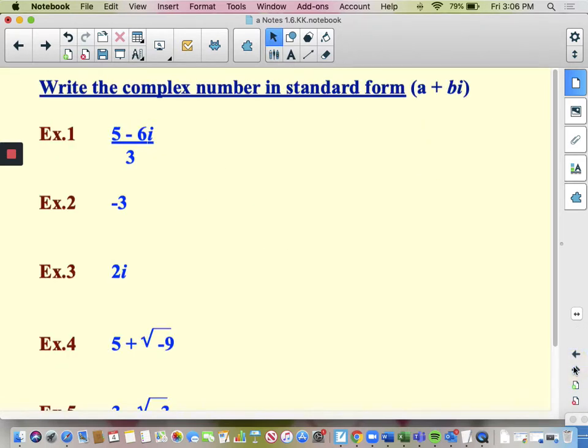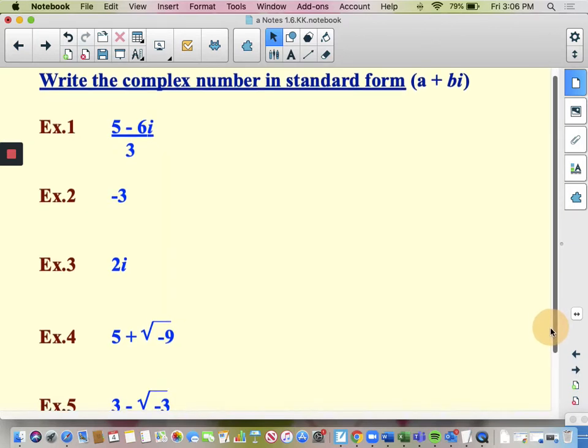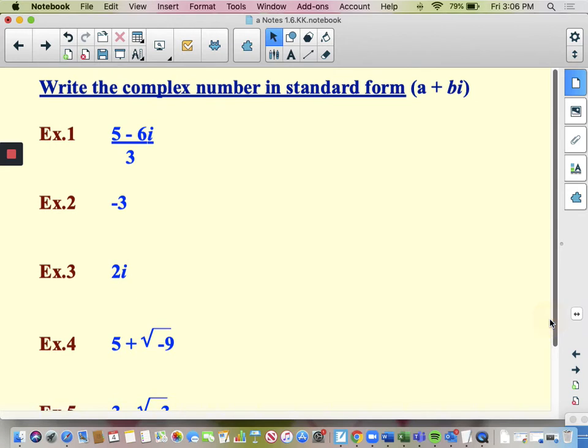So really all you're going to be doing with this section, 1.6, is operations: add, subtract, multiply, divide. Before we do that though, I just want to make sure you understand what standard form is. If I asked you to put all of these complex numbers in standard form, that just means get it in the form of a plus bi. So real first, imaginary second.